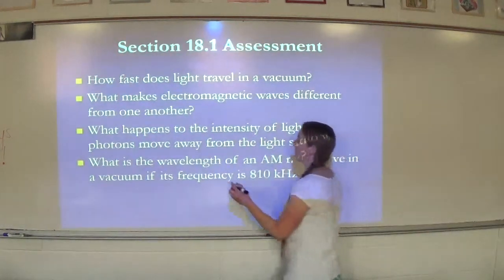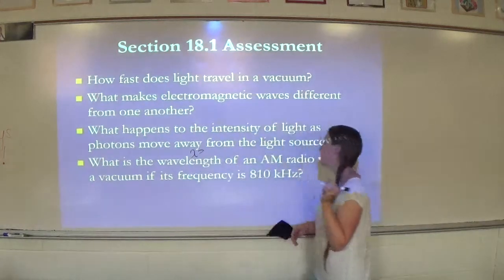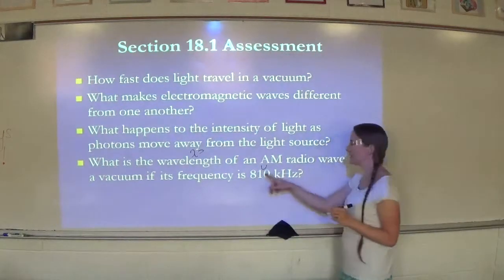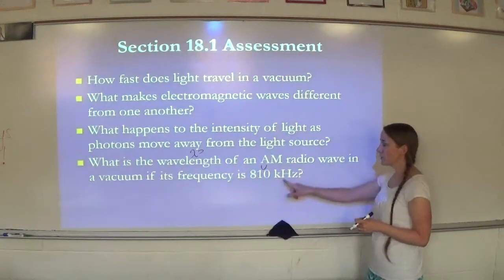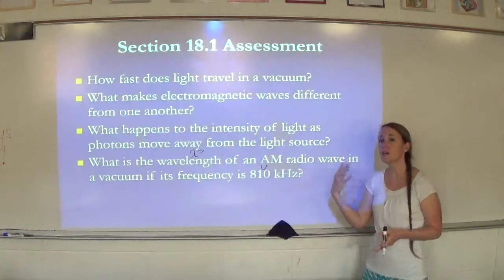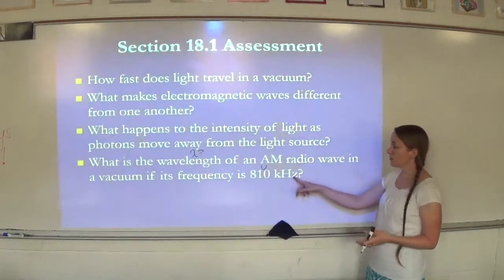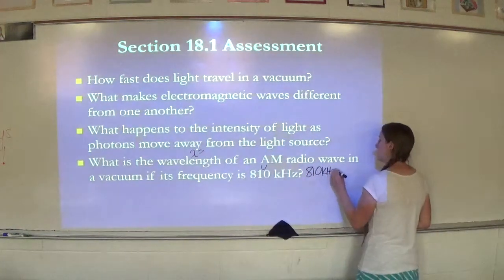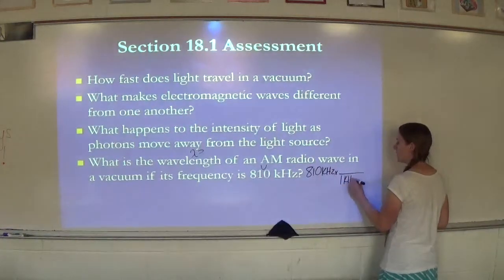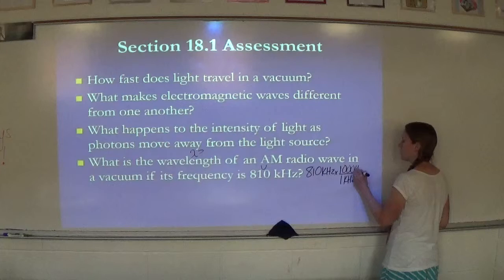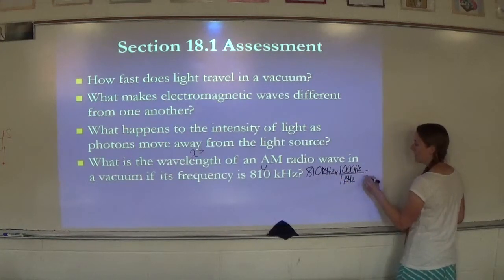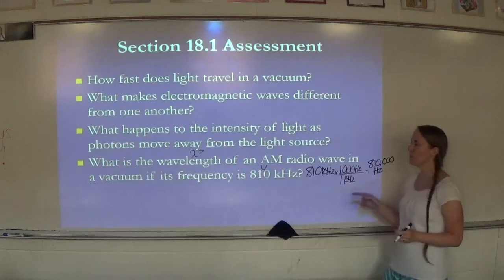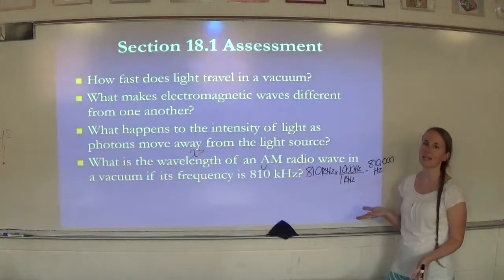It says, what is the wavelength of an AM radio wave in a vacuum if its frequency, there's my nu, is 810 kilohertz? First we have to deal with this kilohertz. Kilohertz is just like kilometer, just like kilogram. 1,000 hertz equals a kilohertz. So I take my 810 kilohertz, and since 1 kilohertz is 1,000 hertz, once I multiply I get 810,000 hertz. We can't plug in a kilohertz because there's nothing for me to cancel out with that.